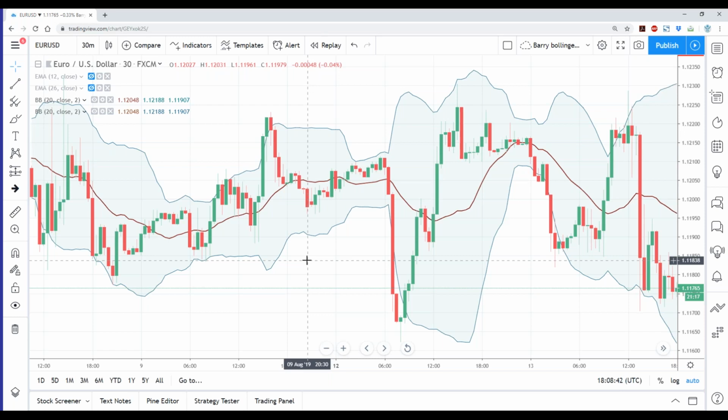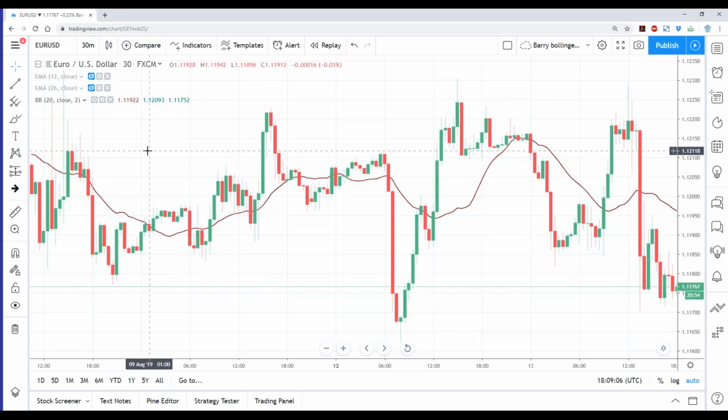Now, the width of the bands tells you how volatile the market is. The more contracted the bands are, the more contracted the market is. The wider they are, the more volatile the market is. And these are called bands or envelopes. In this case, we call them Bollinger Bands, but they can be referred to as envelopes because they surround price.